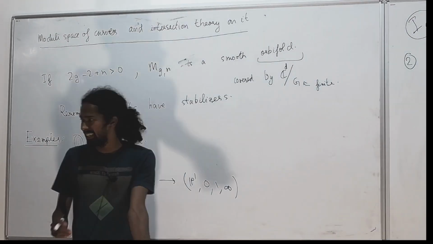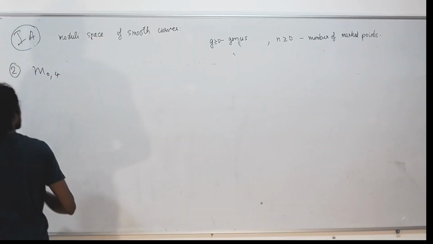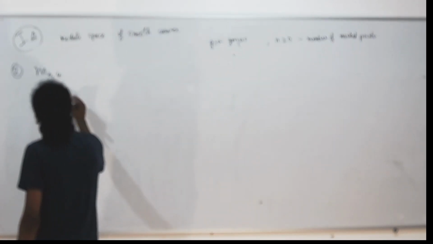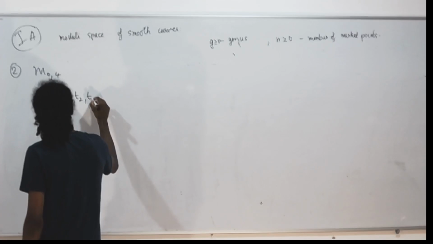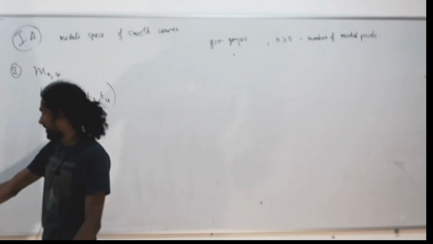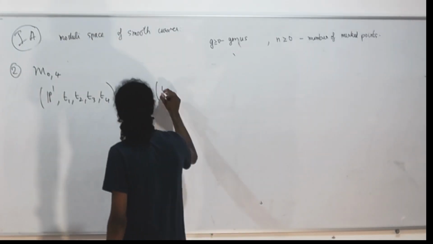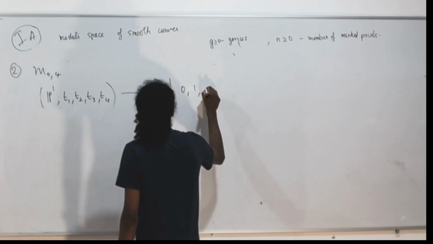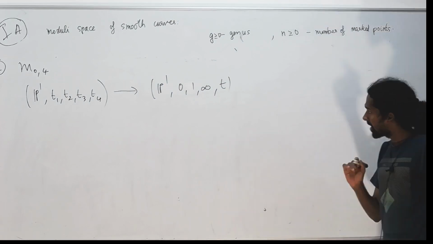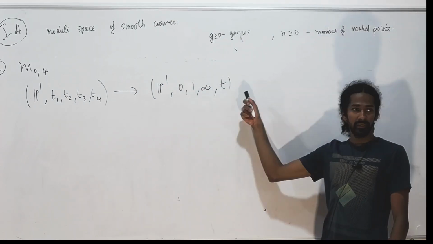Okay. Yeah. So, second example. M04. Okay. What was that? That was P1 with 4 points. Now I'm going to use the same automorphism, right? I can bring the first 3 of my points to 0, 1, and infinity. And then the last point goes somewhere, right? So you at least see that it has 1 dimension. I only have 1 parameter left.